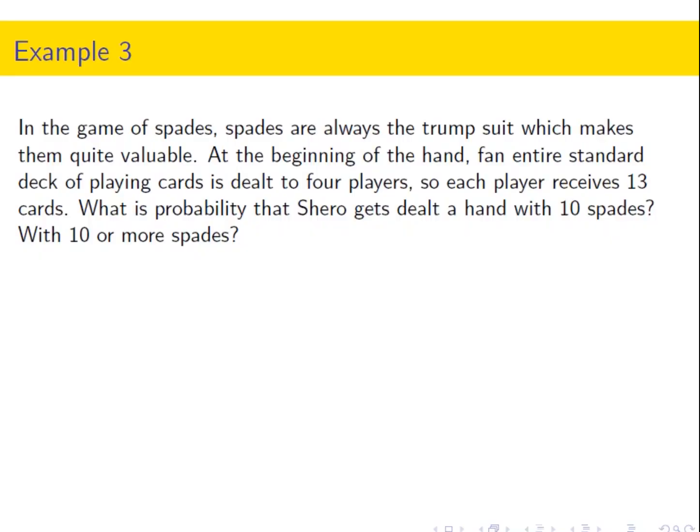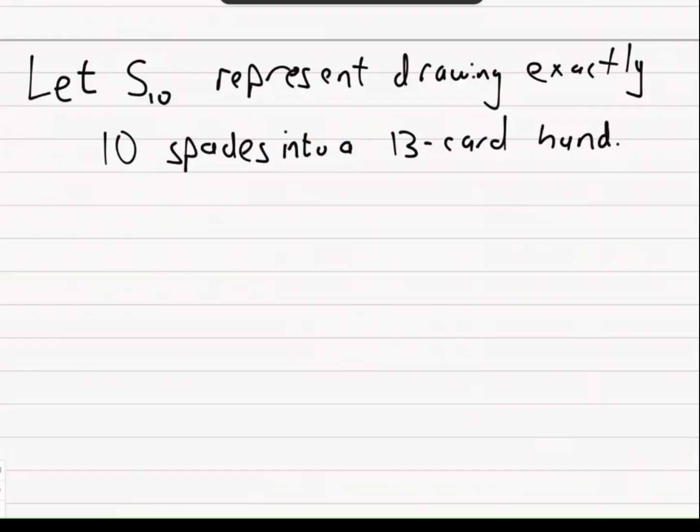So the game of spades is played with all the cards dealt to 4 players, so each player gets 13 cards. And spades are valuable because they're always the trump suit. So they're asked the question, what is the probability that Shiro, our Shiro here, gets dealt a hand with exactly 10 spades? Or we have a second question, what is the probability she gets dealt a hand with 10 or more spades?